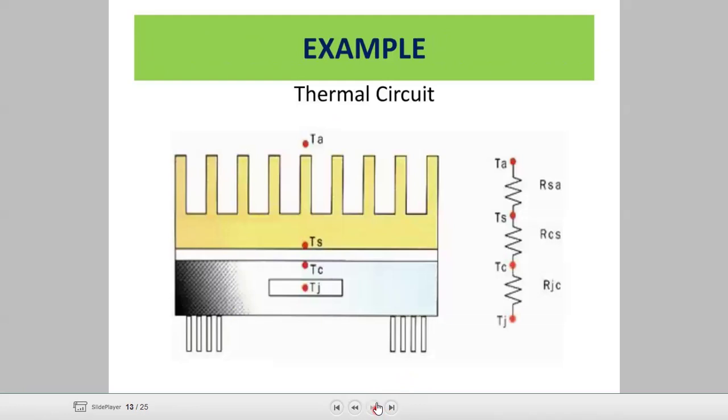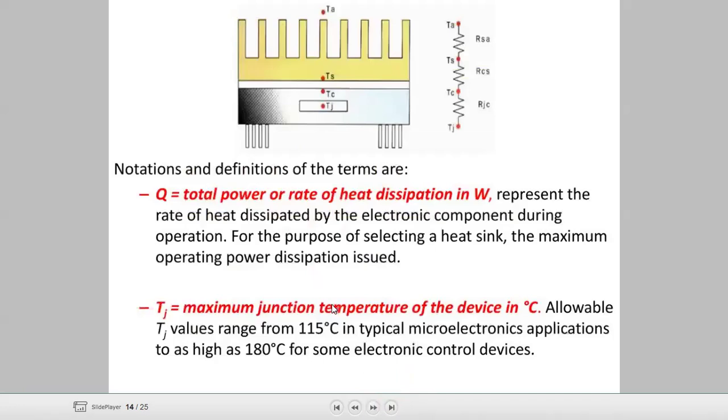So see, this is the equivalent circuit, or thermal circuit, you can say: TA, TS, TC, TJ. All these resistors are connected in series. You can name this as RSC. So between these two, RSC, RCS and RJC. This is the heat sink, you can see the thermal circuit inside. So we'll see each notation one by one.